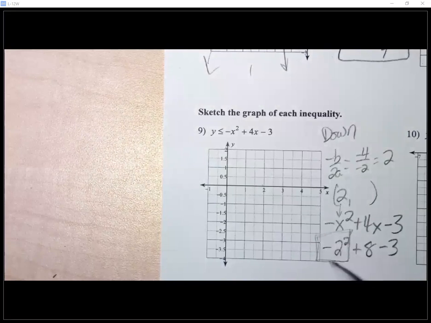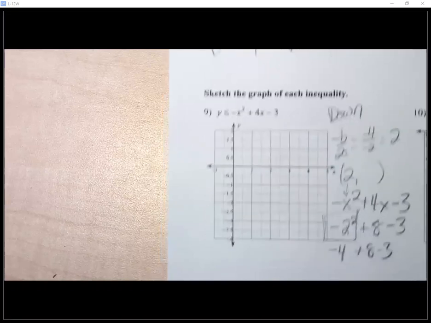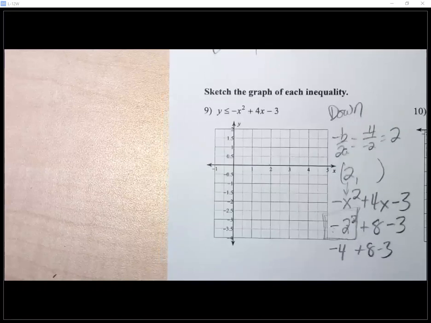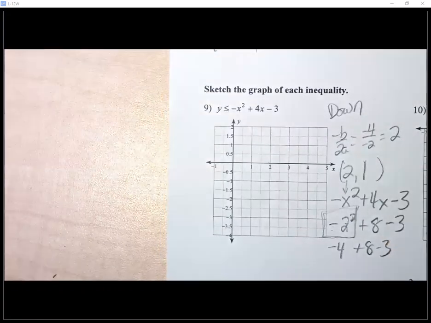If I want to square the number -2, it has to be in parentheses. If it's not in parentheses, this means square the 2 and then take the opposite. Super annoying. I'm with you because it's so easy to make this mistake, right? 2 squared is 4 and then take the opposite. That's actually -4 plus 8 - 3. And that's how we end up with 1, right? Because you get 4 - 3, so you get a +1.